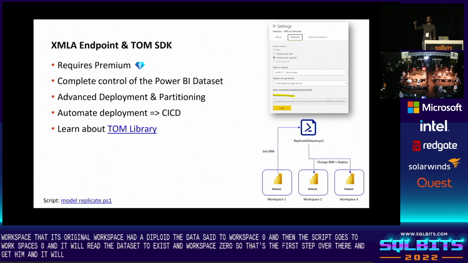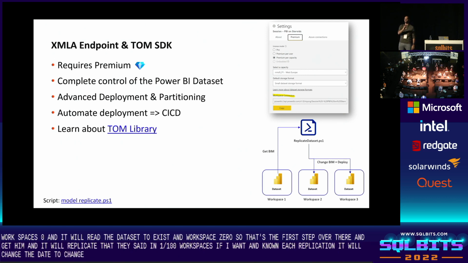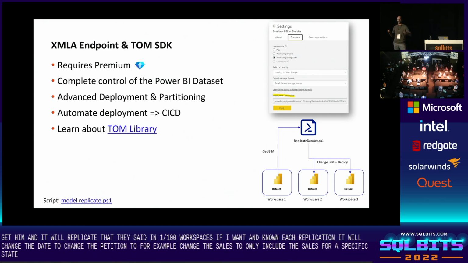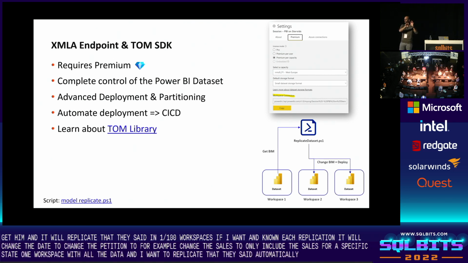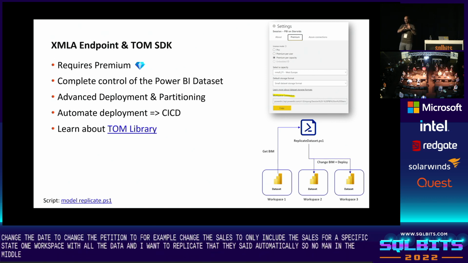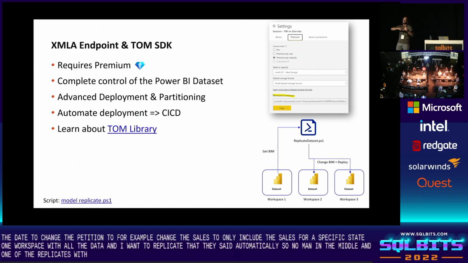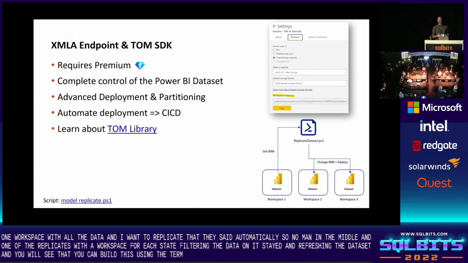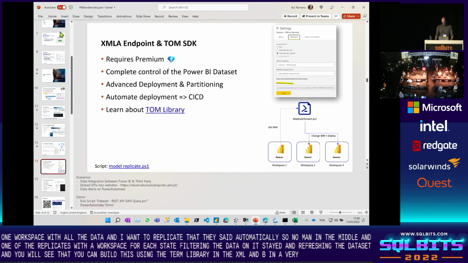And it will replicate that data set in 100 workspaces if I want. And on each replication, it will change the data set. It will change the partition. It will, for example, change the sales to only include the sales for a specific state. Okay. I have one workspace with all the data, and now I want to replicate that data set automatically, so no man in the middle. I want to replicate with a workspace for each state, filtering the data on each state and refreshing the data set. And you will see that you can build this using the TOM library and the XMLA endpoint in a very, very easy way.